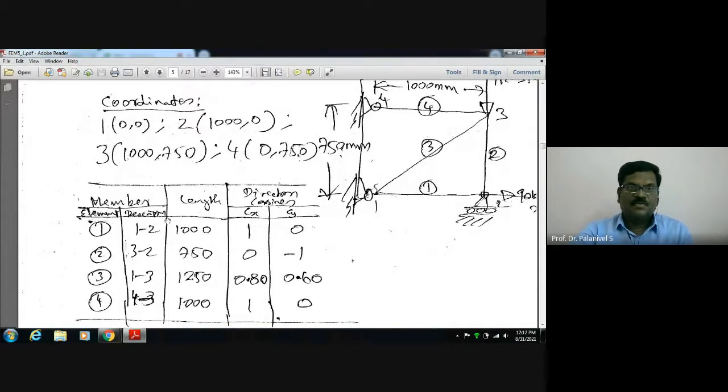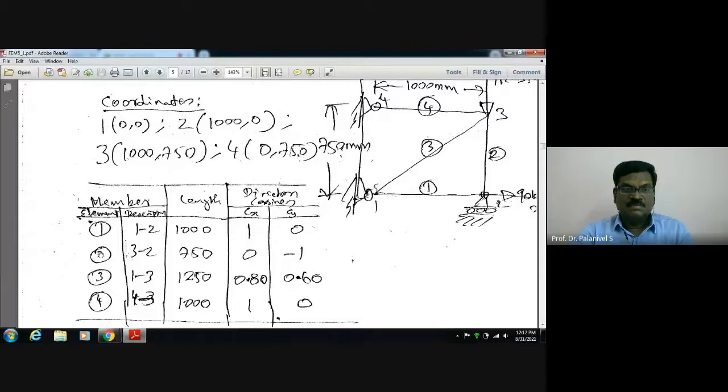So for 1, 2, go to 2. This x minus this x divided by L, 1000. So Cx is 1. Next Cy: this minus this, 0 minus 0, 0, divided by L, is 0. That's why the direction cosine is 0. Please listen. The coordinate difference gives you the projection of the member on the x and y axes. Keep it in mind. That divided by the length of the member will give you the direction cosines, which is adjacent side by hypotenuse.